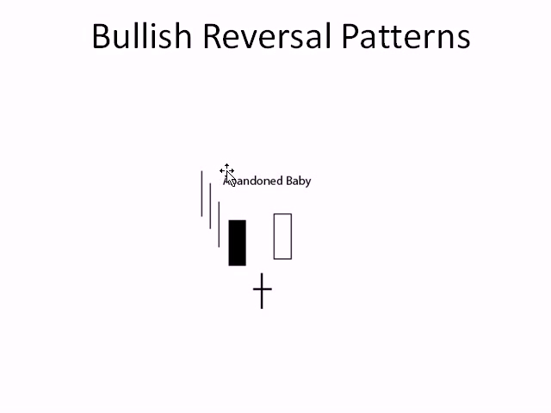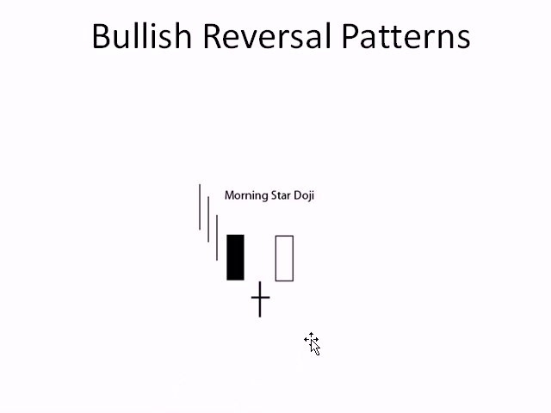Okay, now let's get into it. This is an abandoned baby. There's a little gap up right here. Price moves down, down, down, and the open and close down here were the same, so this is a doji. Then a little gap up, then a move up. Nice bullish reversal pattern. This is a Morningstar doji, identical except there's no gap up. Down, down, open, close, little doji, little move up here, and basically a nice swing low. And that's also a bullish reversal pattern.